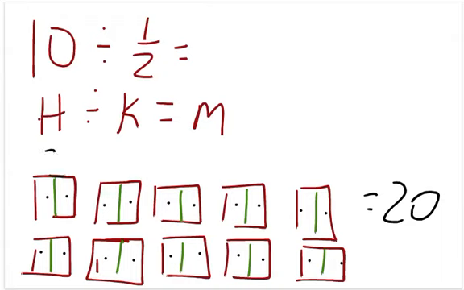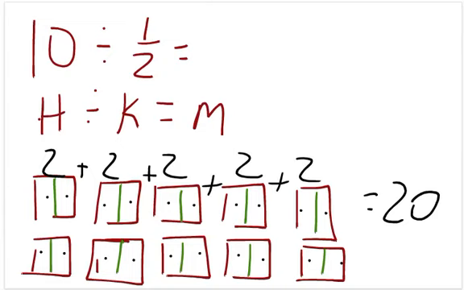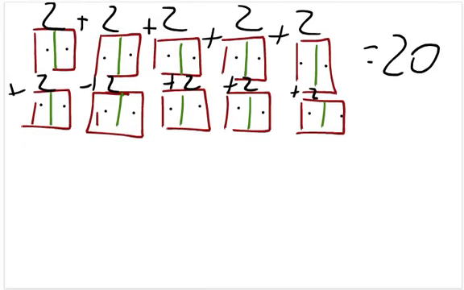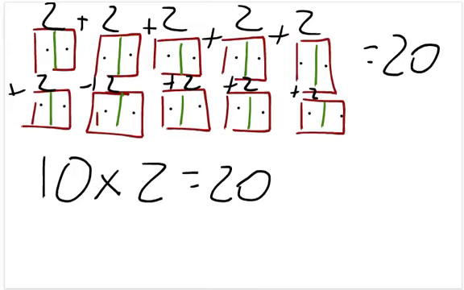Well, notice that I have 2 plus 2 plus 2 plus 2 plus 2 plus 2 plus 2 plus 2 plus 2 plus 2. Now I can write that as a number sentence, 2 plus 2 plus 2 and so on. But what other operation can I use here that would give me the same answer using these 2's? Instead of 2 plus 2 plus 2 plus 2, I could say 10 times 2, which still gives me 20, right?